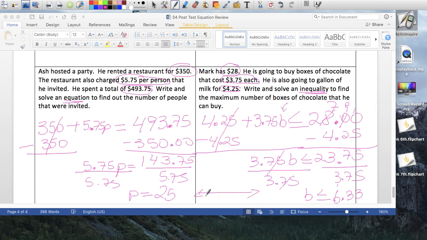So, the answer is 6. You can buy 6 boxes, yes. It's 5, 4, 3, 2, 1, and everything on this side. So that's my answer. So what's the maximum? You can buy 6 boxes.